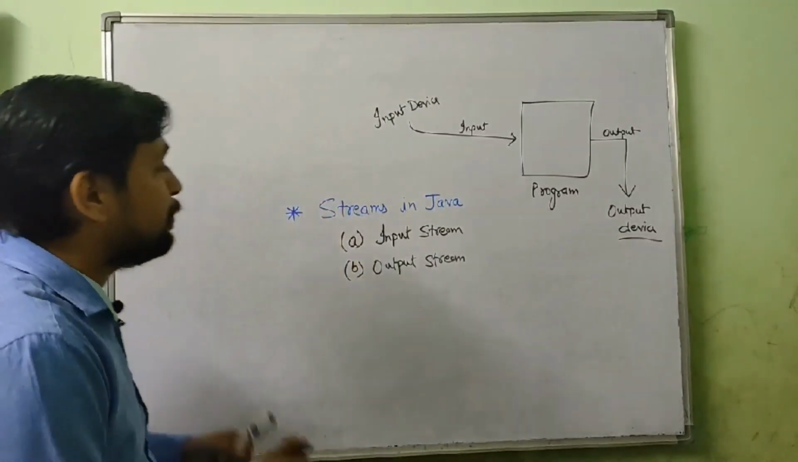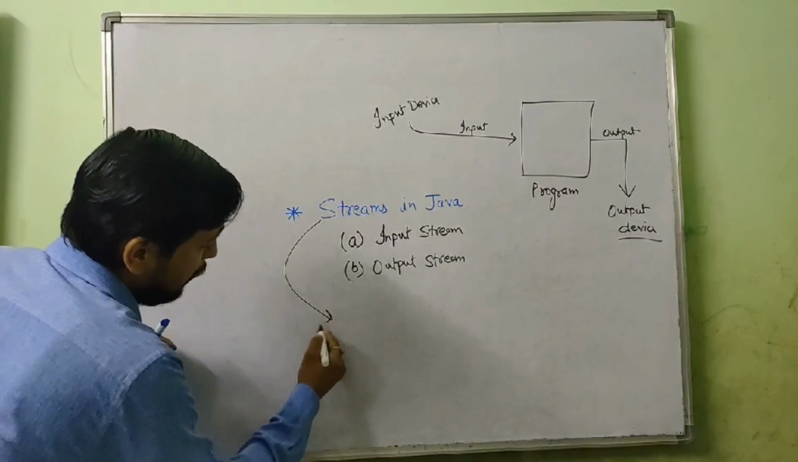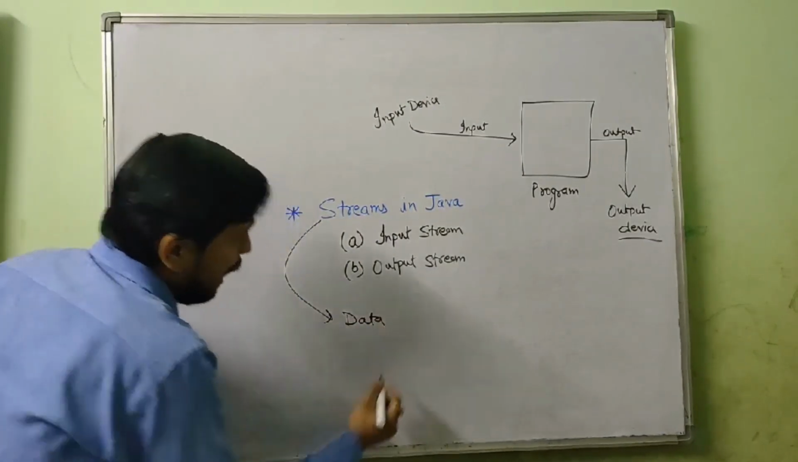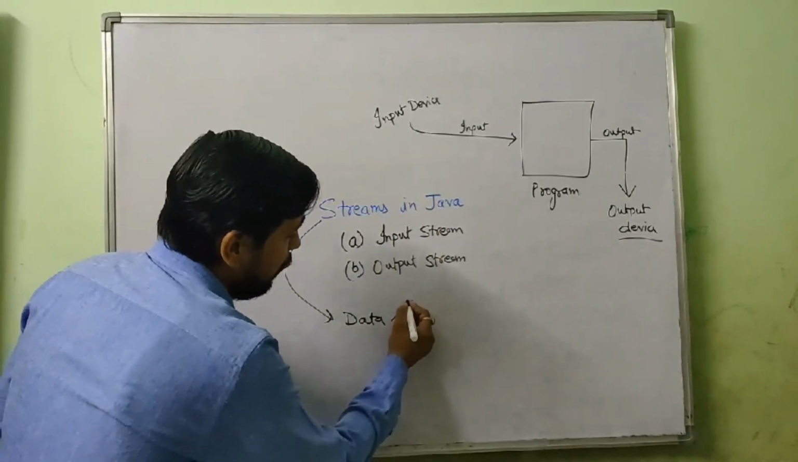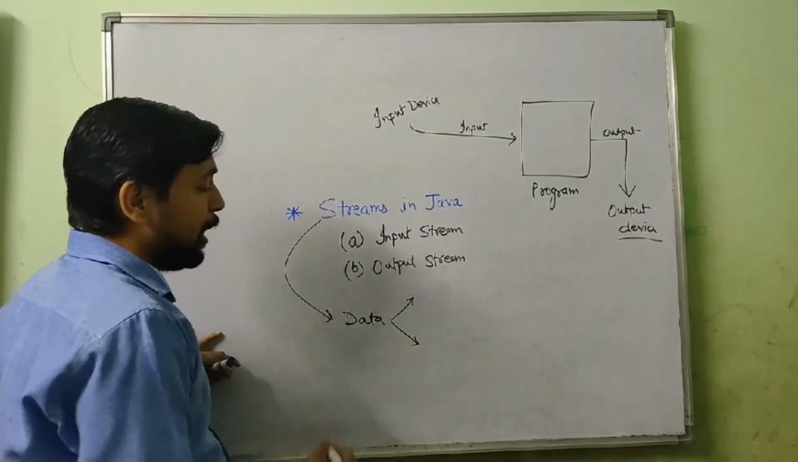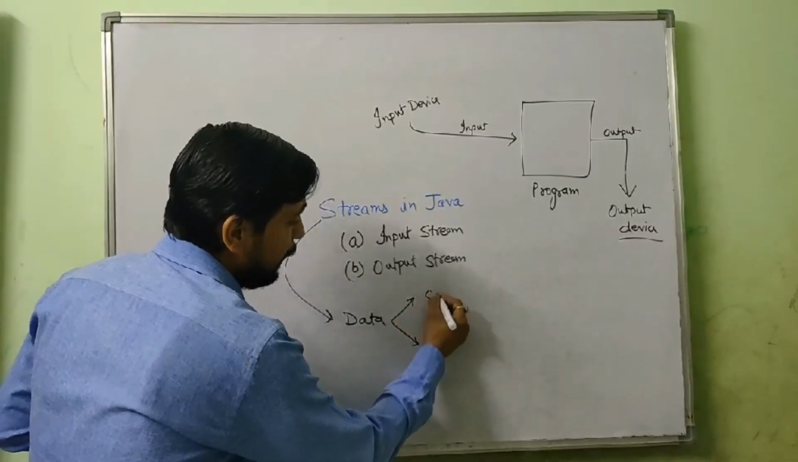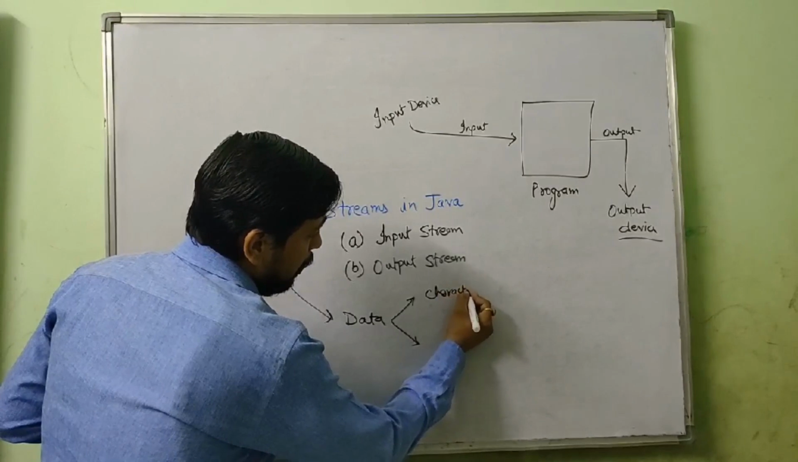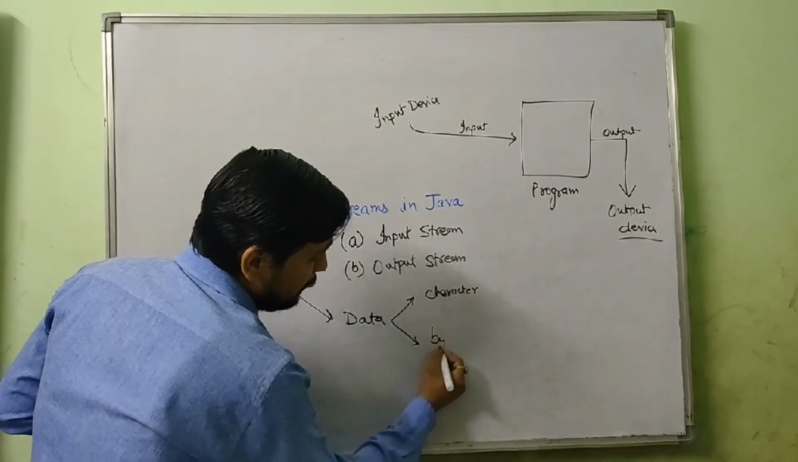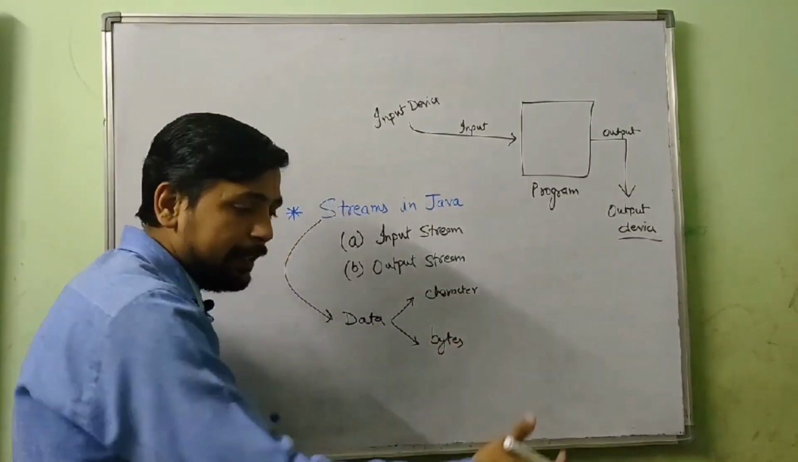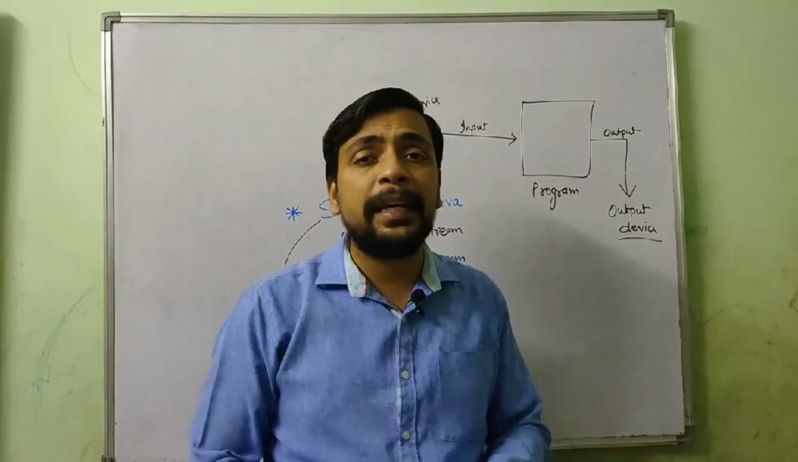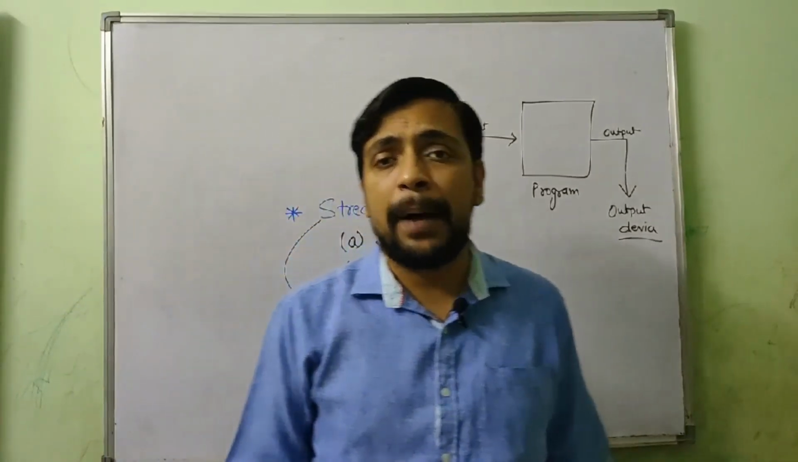Now these streams will take data, definitely, and the data that our program will deal with will be of any of these two types. The data can be character, or the data can be in bytes. Bytes means in binary forms. So the data can be in character forms, or the data can be in binary forms.